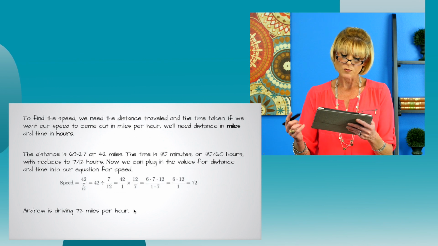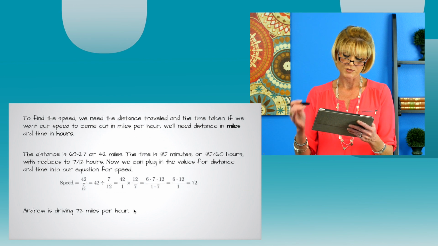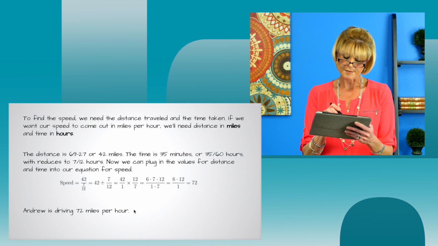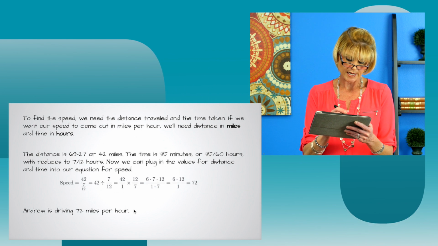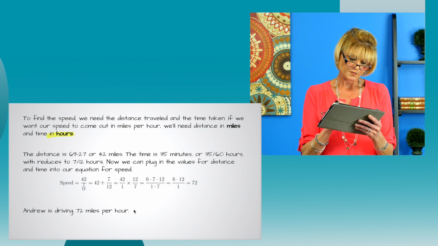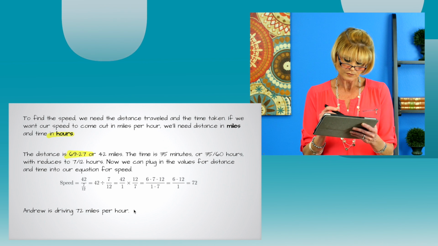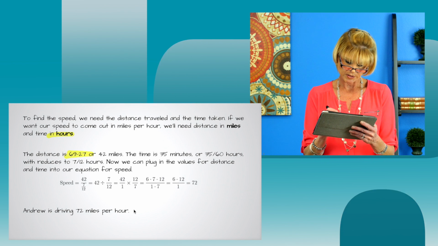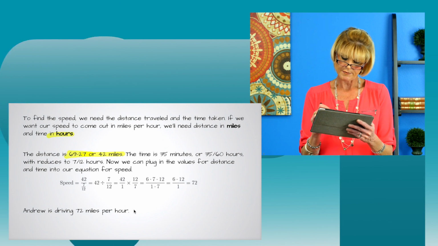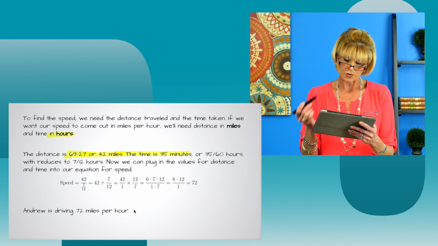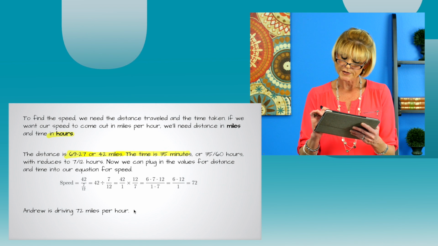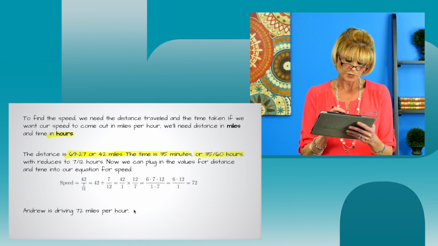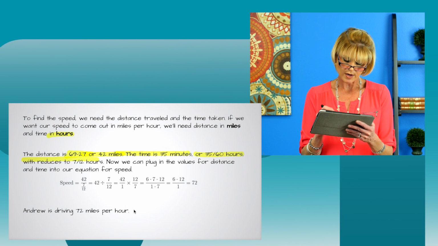So to find the speed, we need the distance traveled and the time taken. If we want our speed to come out in miles per hour, we need distance in miles and time in hours. So the distance is 69 minus 27, or 42 miles. The time is 35 minutes, or 35 over 60 hours, which reduces to 7 over 12 hours.